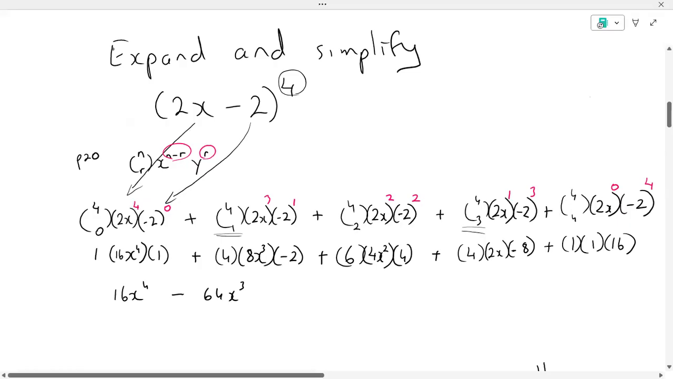Then I have 6 by 4 by 4, that's 96x squared. 4 by 2 by 8, by -8 is -64x. And then finally 16. Okay, so I'm going to stop this video and I'll continue it in the next.